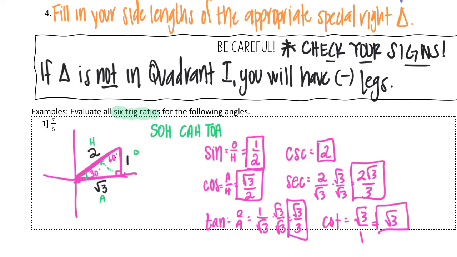You have just completed your first problem where you have evaluated for a unit circle angle all 6 trig ratios. Give yourself a pat on the back and let's go to the back page. The first angle we're going to look at on the back page is 225 degrees. Please have your unit circle out and determine which quadrant 225 degrees lands in.